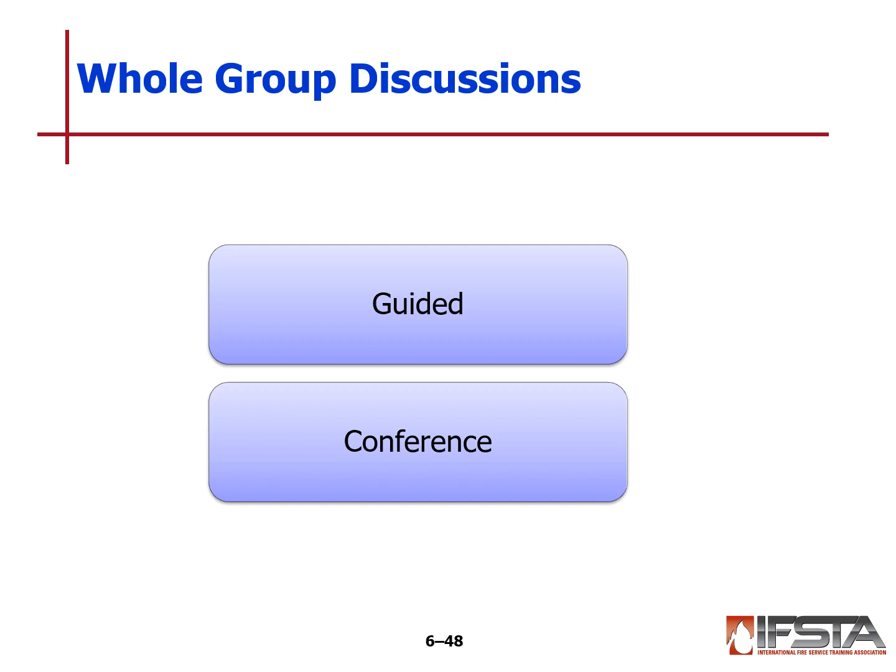The second style in whole group discussions is conference. A conference discussion is less controlled than a guided discussion. In this method, instructors are facilitators, not teachers. They do not tell the group how or what to think. The intent is for the students to understand how they view a topic rather than being influenced by their instructor.